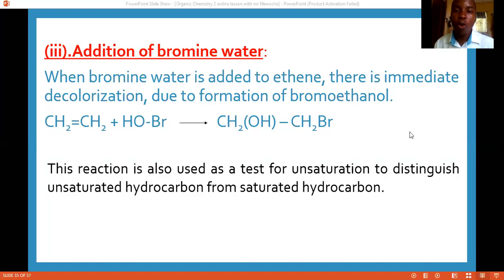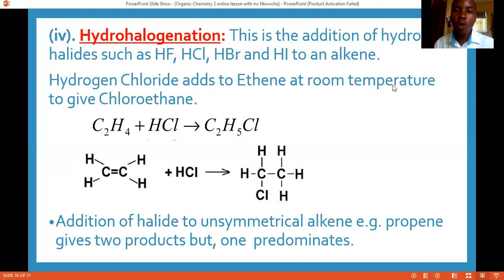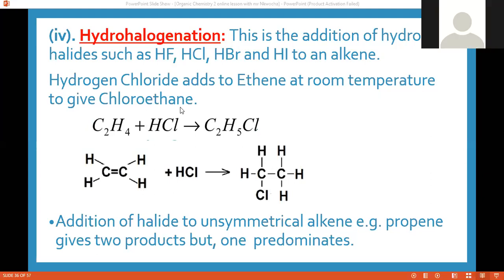Then I have another one, hydrohalogenation, addition of a hydrogen halide. This one usually comes as an objective aspect of chemistry question. So what do we need to take note of? Now take note of this. Hydrogen goes to one carbon of the double bond, while chlorine goes to the other carbon of the double bond. Okay, so that's what we have here.